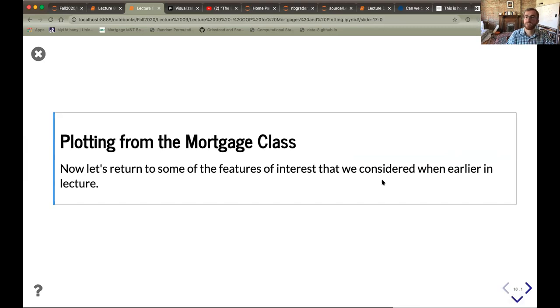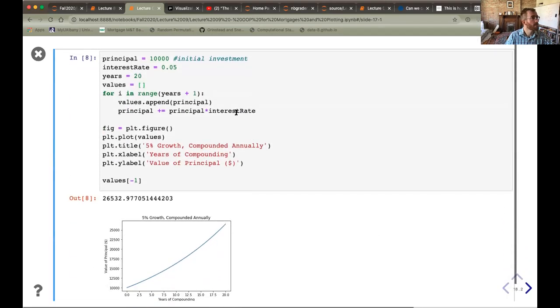All right, so let's try to tie the two things we just discussed, mortgages and plotting. Let's start off really small and assume that we only have a $10,000 initial investment, but we're going to assume that we get an interest rate of, let's say, 5% every year. How does that grow?